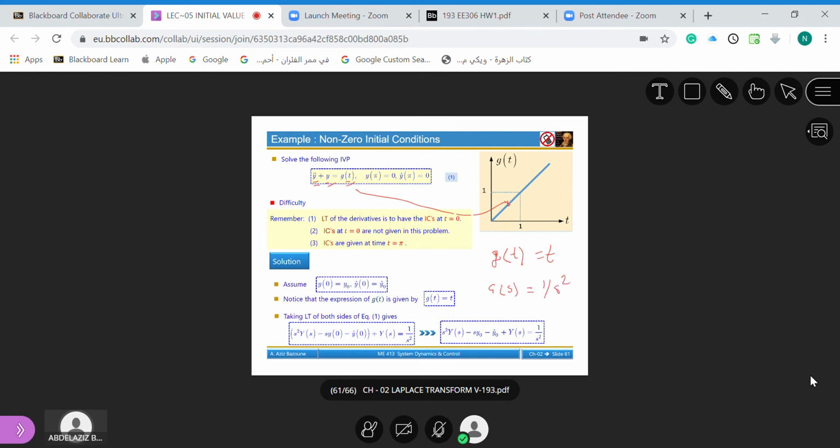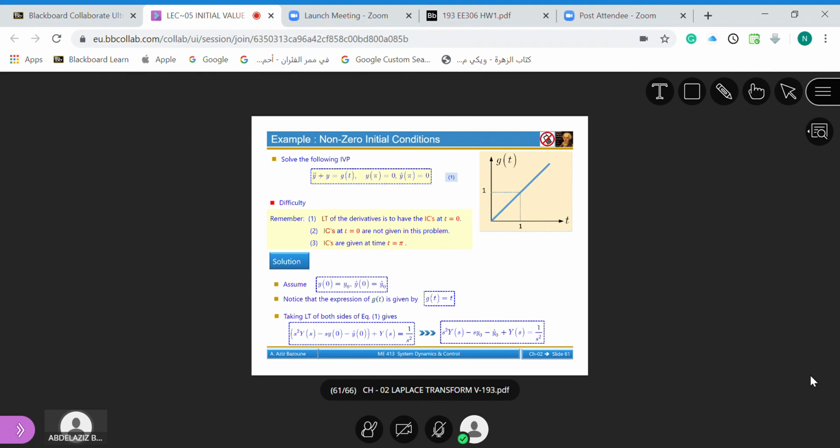But if you look here, he's giving you y of pi. He's not giving you y of 0. When we say initial value problem, here the initial conditions are not at zero. So there is a problem. How to solve it? Usually we define the Laplace transform, and we give you the initial conditions y0 and y dot 0. But here they are not given. How to solve this problem, Shabab? Do you have an idea?